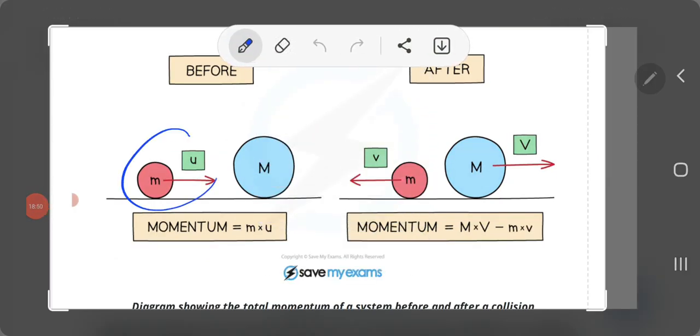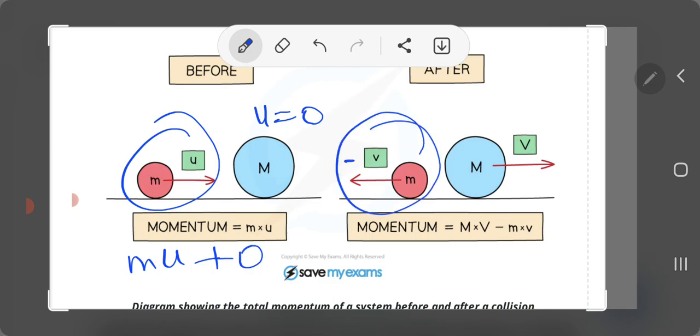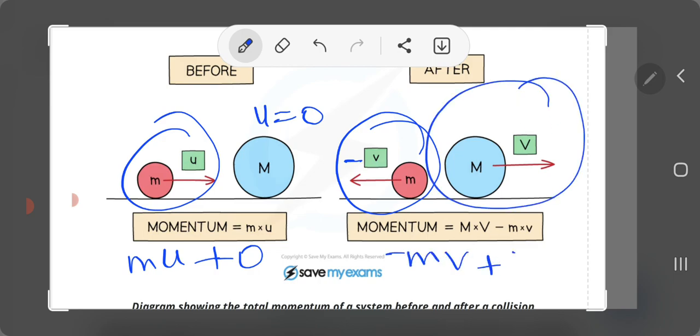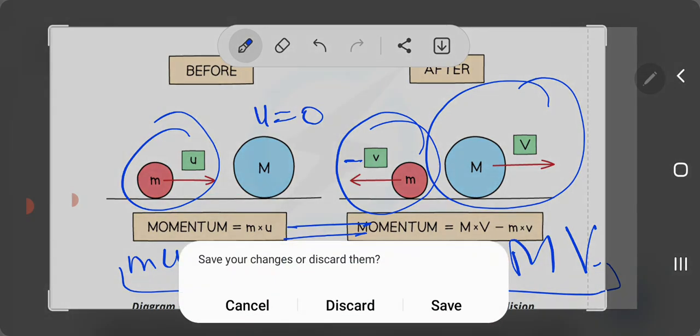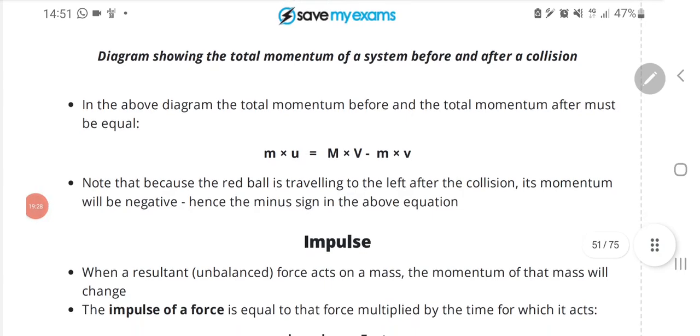I'm going to find the momentum of this one. This one is mu. At this time the speed of the second ball is zero, so its momentum will also be zero. But now the momentum of the ball when it bounced back, with negative velocity, is minus mv, and the momentum of the big ball will be plus capital M capital V. So this is the total momentum after collision, and this is the total momentum before collision. According to observation and experimental verification, the total momentum before collision and the total momentum after collision are always equal. This is the law of conservation of momentum, and this will help you in problem solving.